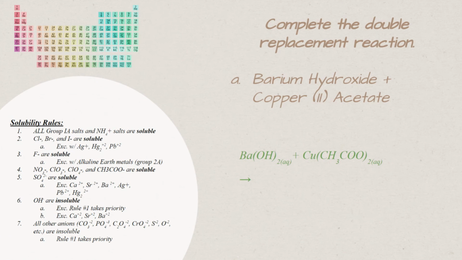In a double replacement equation, we can just switch the anions. So that gets us barium acetate and copper hydroxide. Because of the acetate, we can look at rule number 4, and because of the hydroxide, we can look at rule number 6. So rule number 4 states that all acetates will be soluble, which means that barium acetate will be an aqueous substance. For copper hydroxide, however, copper is not one of the exceptions that makes hydroxide soluble, meaning that this is a solid product.